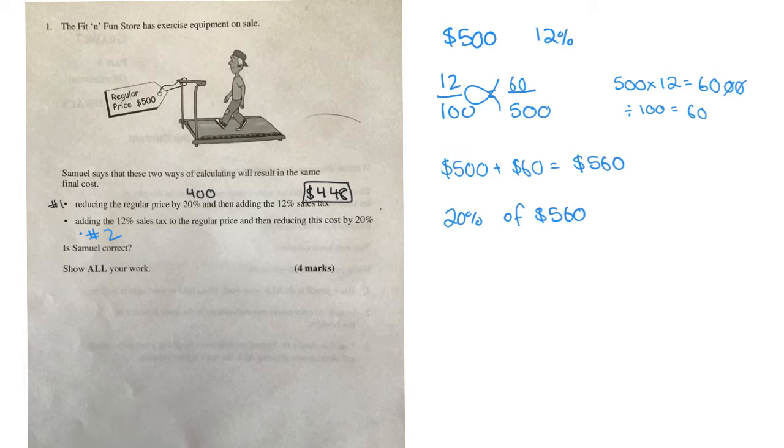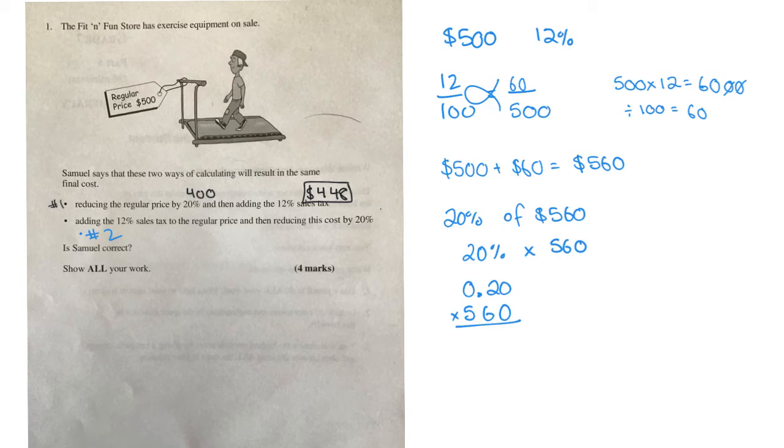Now I have to figure out 20% of 560 so that I can subtract the 20%. 20% of is the same thing as saying 20% times 560. Now, can I turn 20% into a decimal? So 20% as a decimal would be 0.20, and then we can multiply that by 560.